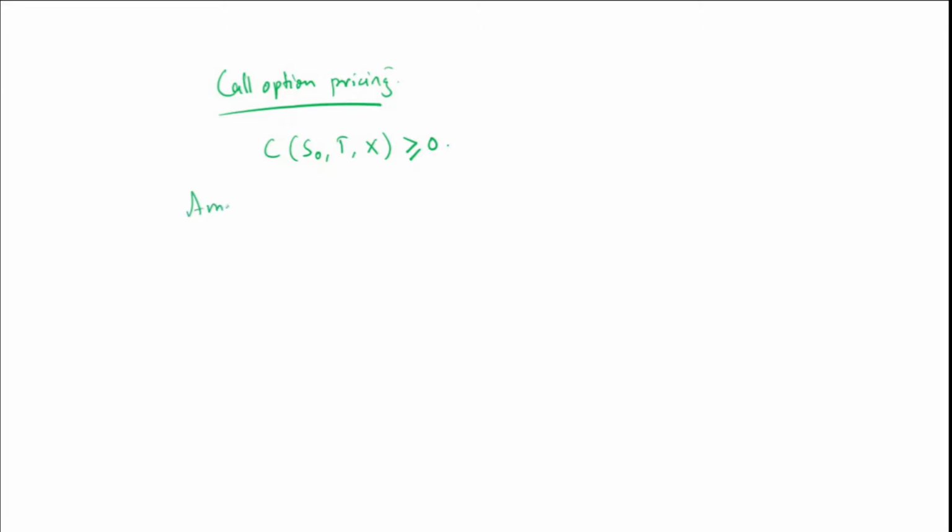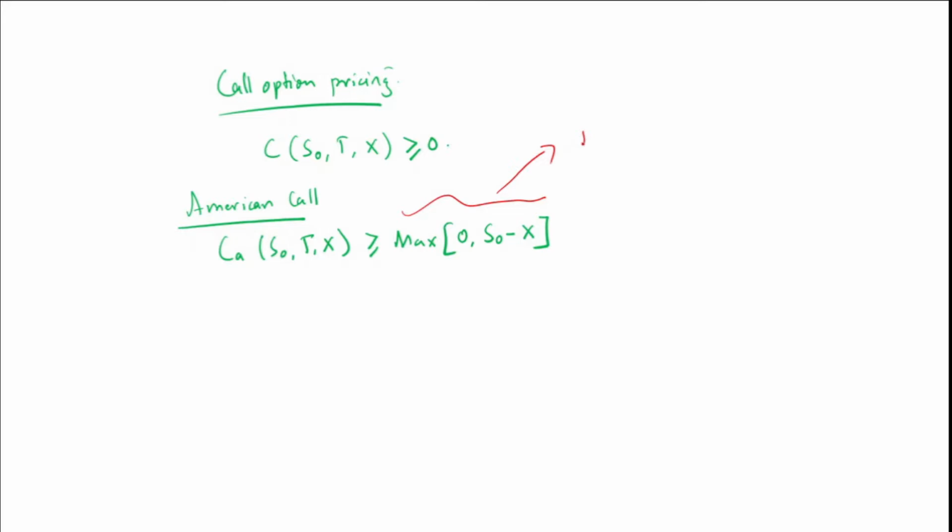For an American call, we can write call American S naught, T and X is greater than or equal to maximum value of 0 or S naught minus strike price. This notation maximum, we have to take the maximum value. We just take the maximum value in this scenario.